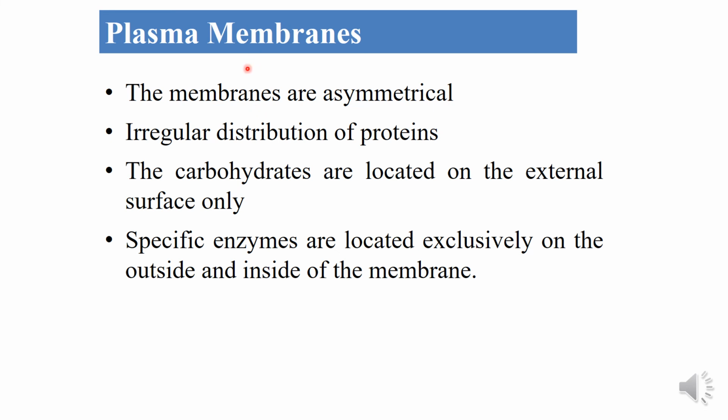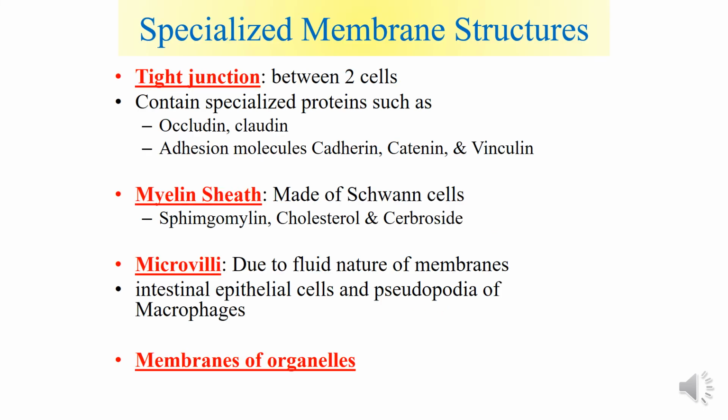The plasma membrane, therefore, you can see that it is asymmetrical, which means the same type of lipids are not present on each side. There is an asymmetry. The composition varies on either side. There is irregular distribution of proteins. The carbohydrates are located on the external surface only, and special enzymes are located exclusively on the outer and inner side of the membrane. The specialized membrane structures include tight junctions, myelin sheath, microvilli, and membrane organelles.